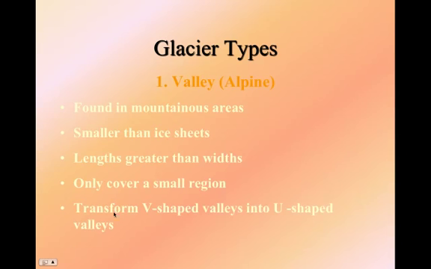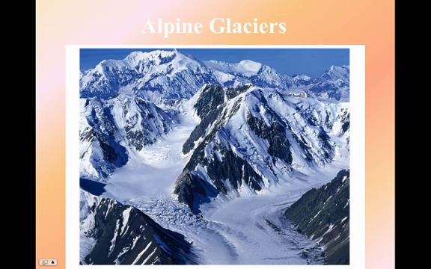And here's an important thing. It usually transforms a V-shaped valley into something called a U-shaped valley. So you can see the distinctive U-shapes throughout where valley glaciers are located.